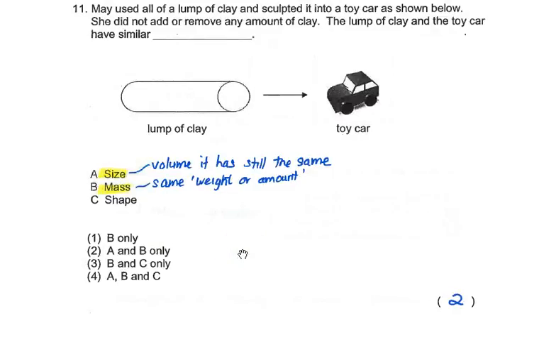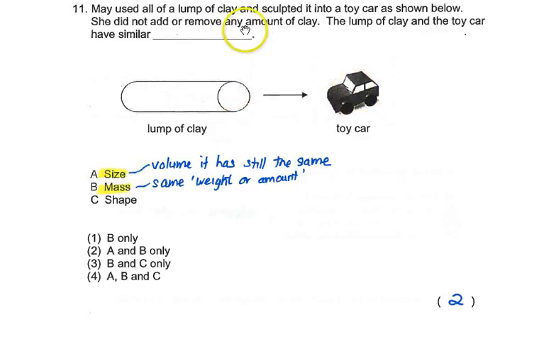Mye used all the lump of clay from here, and she changed it into this. Of course it doesn't look like the picture. It's supposed to be a plasticine car. She did not add or remove. This is important. She did not take out any plasticine from here or add plasticine in order to come up with this car.